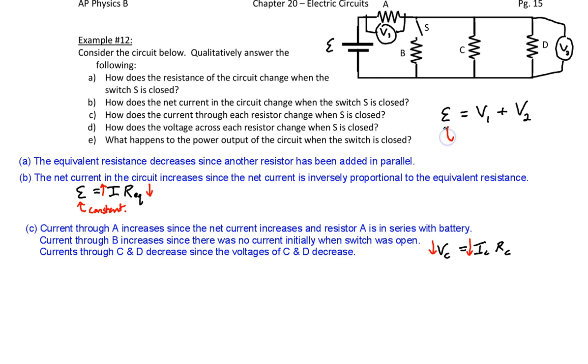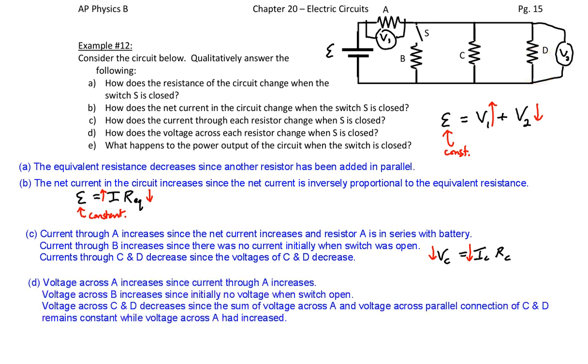But the EMF of the battery is remaining constant in this whole scenario. But voltage 1 has increased. Why has it increased? Because the total current through it has increased. And therefore, this leaves a smaller share of that total voltage for the parallel part, which is measured by this voltmeter V2. So voltage 2, which is reading the voltage across C and D, goes down. And that is the reason why the voltage across C and D goes down.